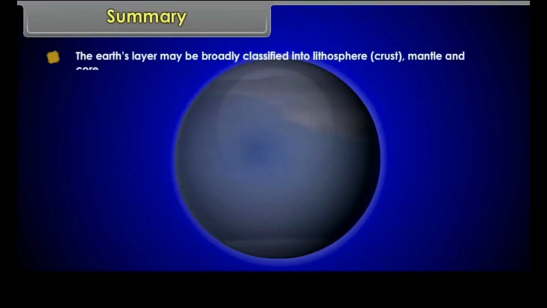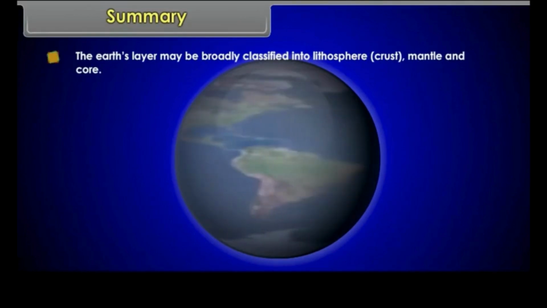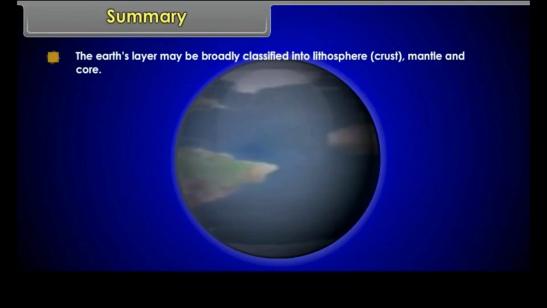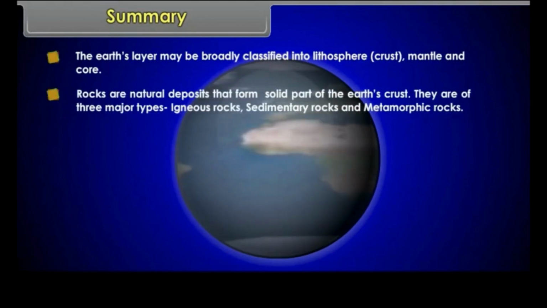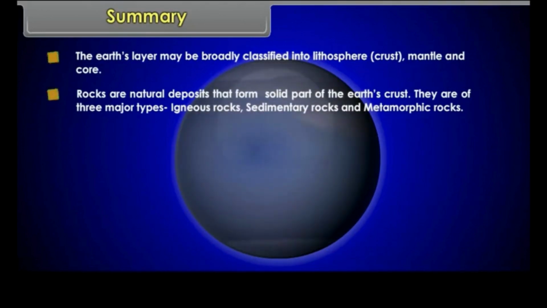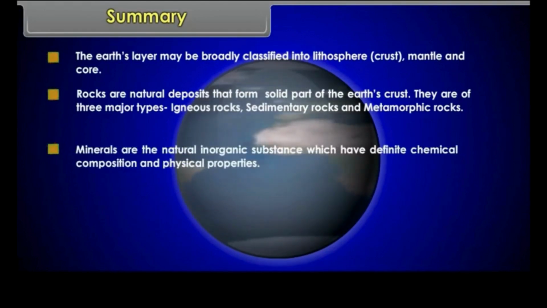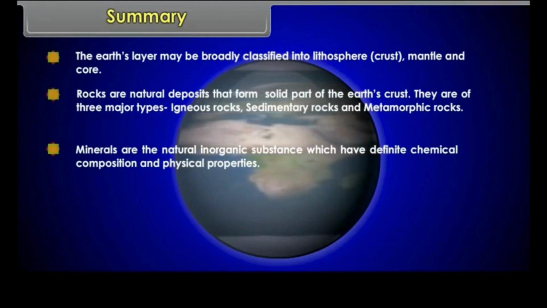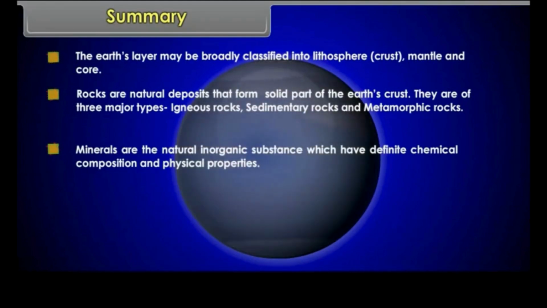Summary. The Earth's layers may be broadly classified into lithosphere, crust, mantle and core. Rocks are natural deposits that form the solid part of the Earth's crust. They are of three major types: igneous rocks, sedimentary rocks, and metamorphic rocks. Minerals are the natural inorganic substances which have definite chemical composition and physical properties.